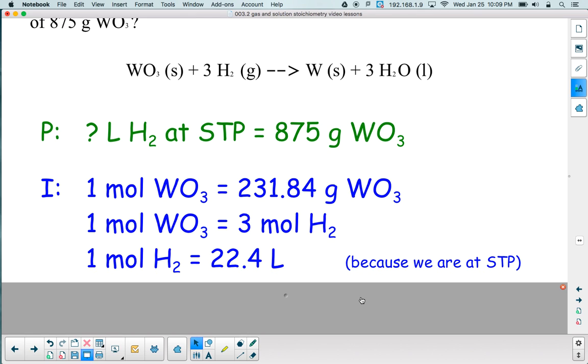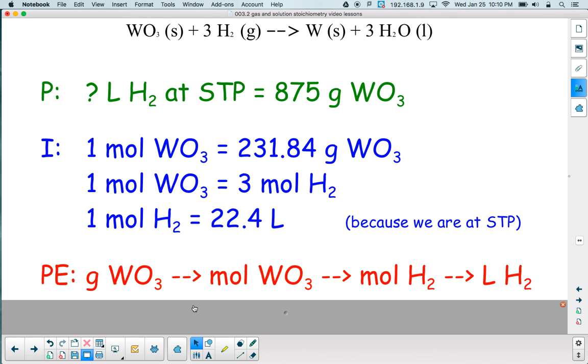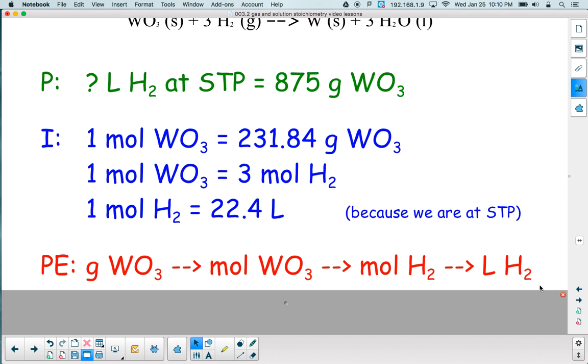Unlike before, when we had to use PV equals nRT, we're going to be able to go directly from moles of hydrogen to liters of hydrogen using the 22.4 liters. So as I build my plan, it's going to look a lot like my plan from before. I'm going to go grams of tungsten oxide to moles of tungsten oxide to moles of hydrogen to liters of hydrogen. But notice this time we don't need our PV equals nRT. We have an easy one-step conversion. Keep in mind, this will only work because we are at STP.